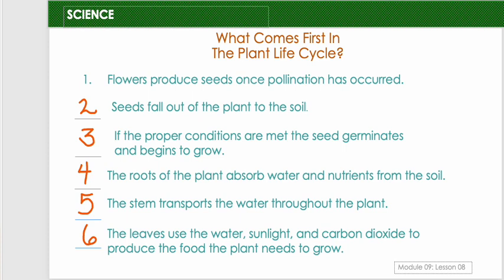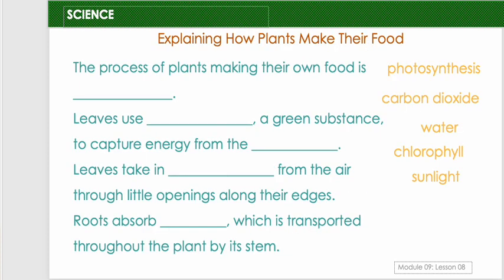So let's take a look at a word bank. Let's take a look at the process and how plants make their food. So we have some different keywords right here. We have photosynthesis, carbon dioxide, water, chlorophyll, and sunlight. So the process of plants making their own food, is that photosynthesis, carbon dioxide, water, chlorophyll, or sunlight? Give you a second.